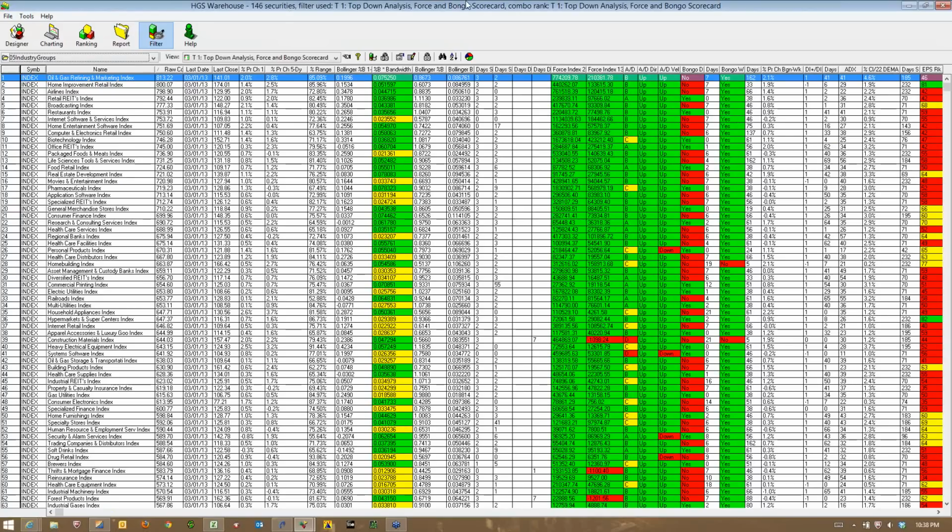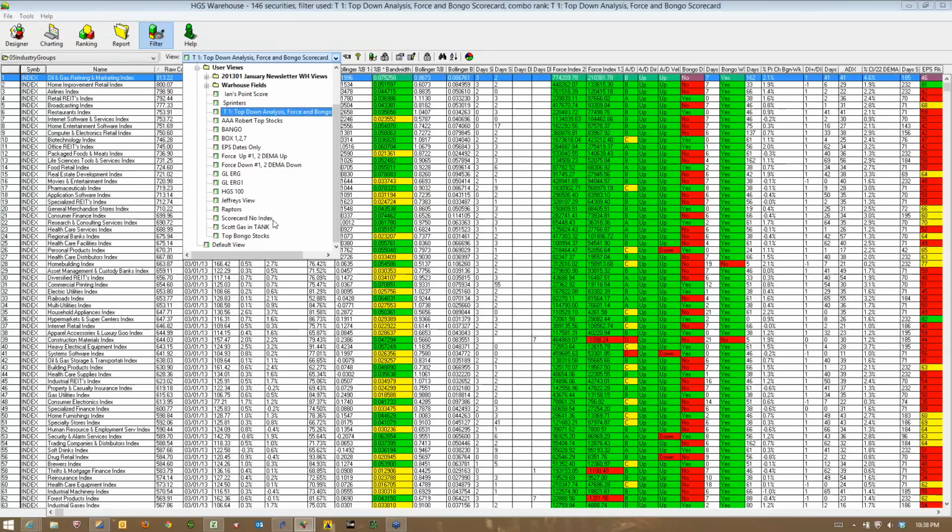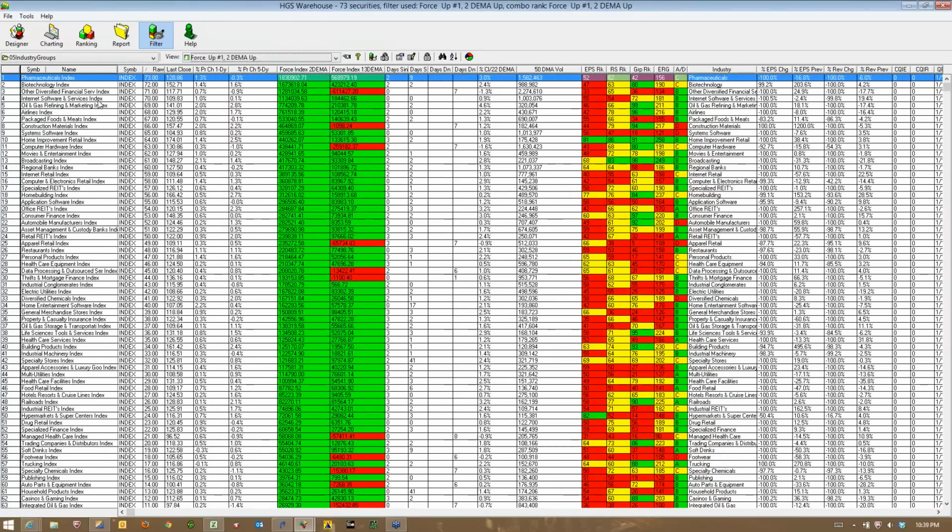But I don't really care what was moving 3 weeks ago, although I will tell you that refiners remain incredibly resilient and strong. I want to know what's working right now, so I'm going to go down to Force Up. And this is the list of the things that are working today.